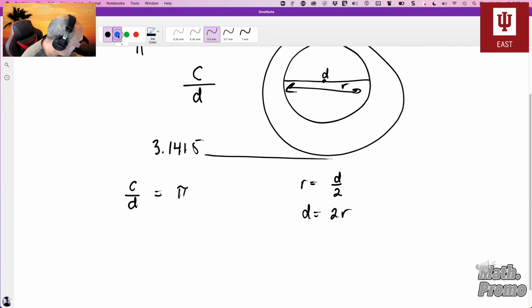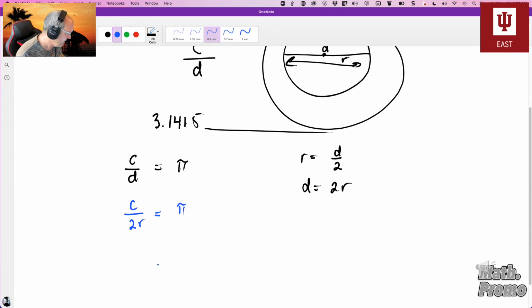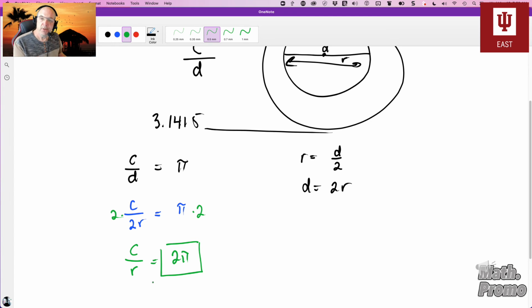Let's change our colors now. We'll go ahead with this blue one. So now we know C over 2R equals pi. Good? Seeing something coming yet? So now let's multiply both sides by 2. And you get that the circumference divided by the radius equals 2 pi. And now you know why there are 2 pi radians in a full circle.